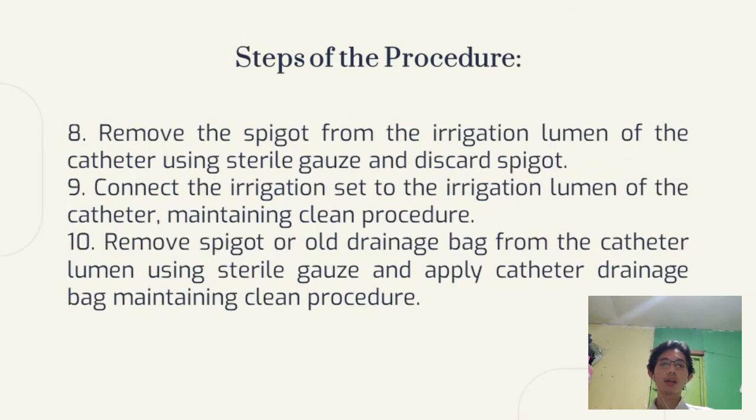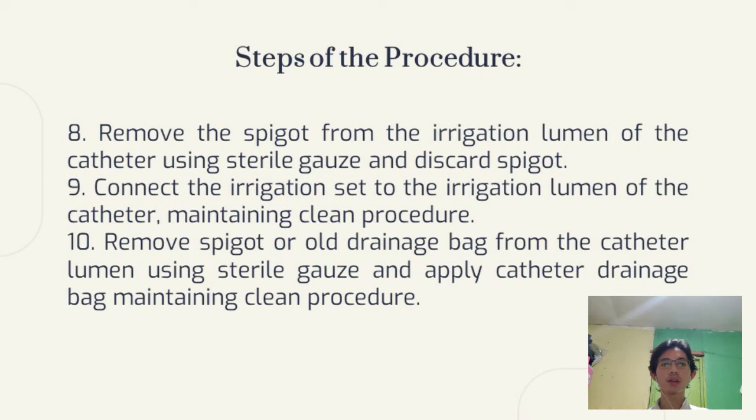Remove the spigot from the irrigation lumen of the catheter using sterile gauze and discard the spigot. Connect the irrigation set to the irrigation lumen of the catheter, maintaining clean procedure.